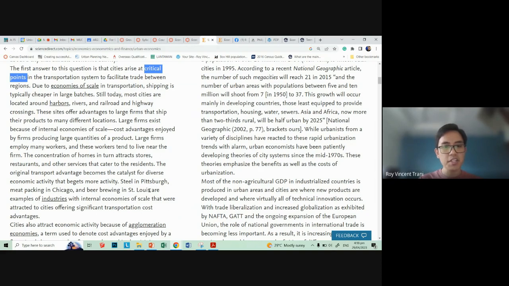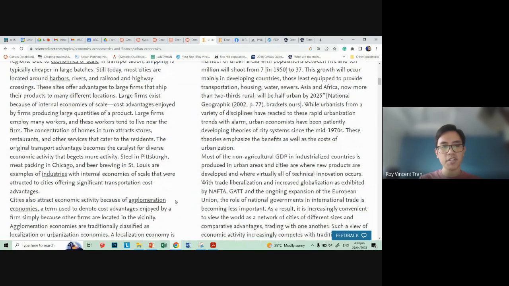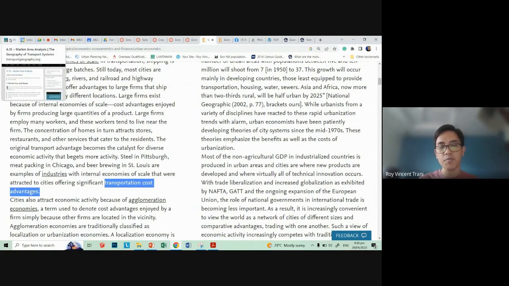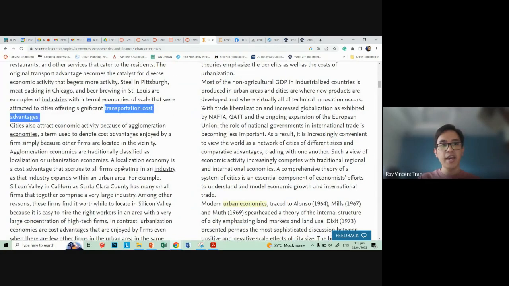For example, steel in Pittsburgh, meat packaging in Chicago, beer brewing in St. Louis are all examples of industries with internal economies of scale that were attracted to cities offering significant transportation cost advantage. So this is why I found the transportation cost book as sort of like our best resource for market areas. And then cities also attract economic activity because of agglomeration economies.